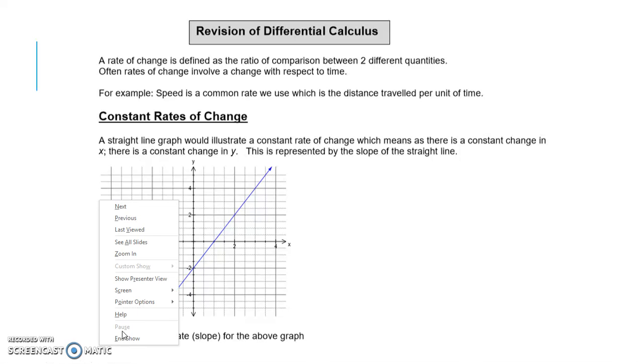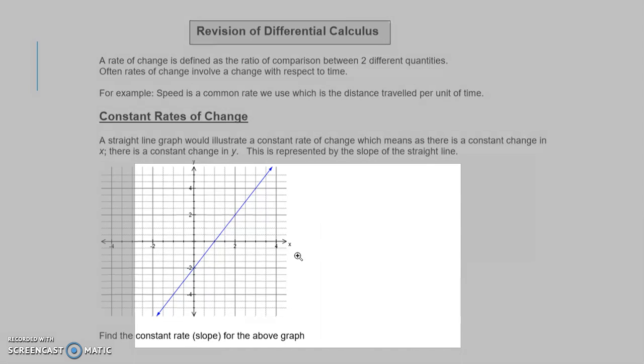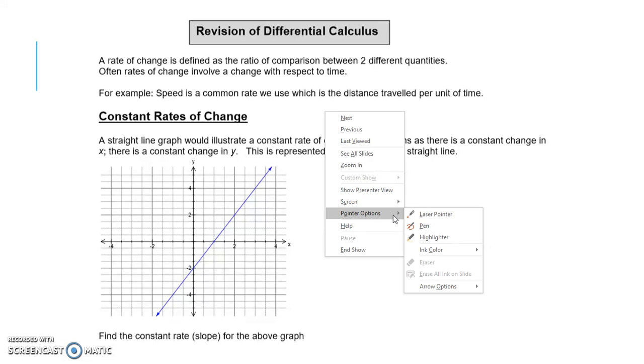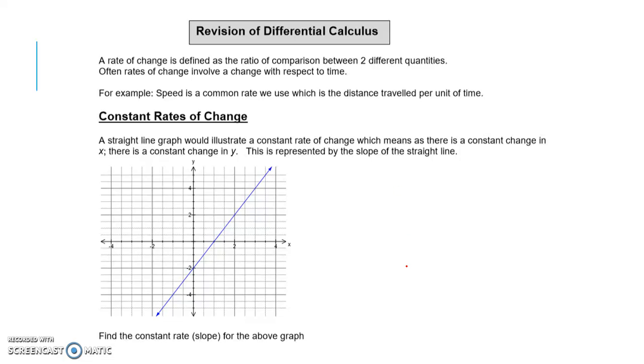So remember the gradient formula. The gradient formula is, let me just change the pen mode. So the gradient formula is m for gradient is equal to y2 take y1 over x2 take x1. So you can pick any 2 points along this line and calculate the gradient.